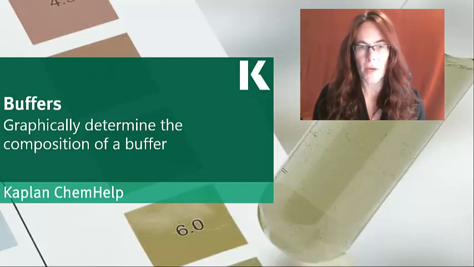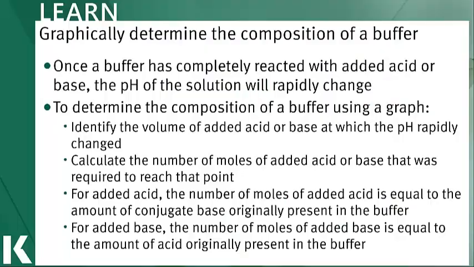In this buffers video, we're going to learn to graphically determine the composition of a buffer. To do that, we need to be able to look at a graph of a titration experiment to figure out where there is a great change in pH. Remember that buffers are solutions that resist change to pH, so we can add a lot of acid or base before the solution rapidly changes. Where the solution is rapidly changing is where we have reached that buffer capacity.